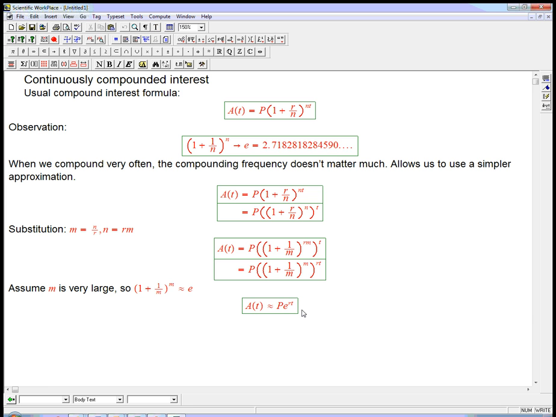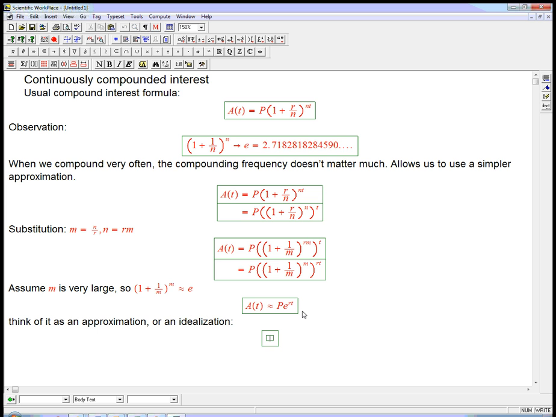So in fact, you can think of it two ways. You can think of it as just an approximation, that really we're just compounding a lot, and this is an approximate answer. Or you can think of it as an idealization. It's just kind of a subtle shift of perspective.